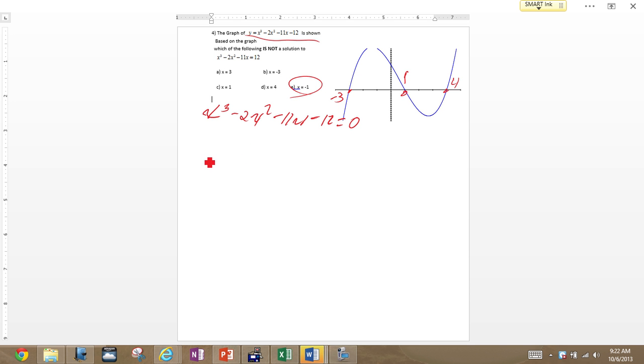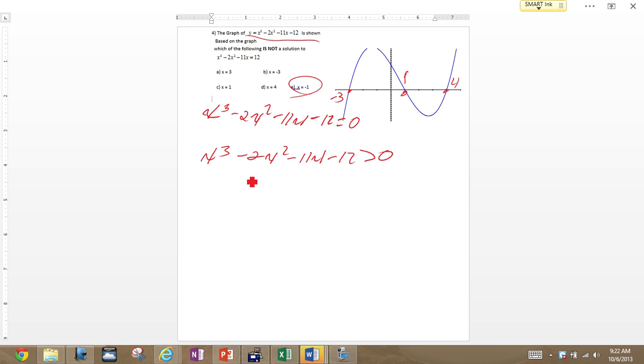Supposing I ask you, when is x cubed minus 2x squared minus 11x minus 12 greater than 0? And again, you'd have to say, well, I don't know because I don't have the graph, but you do have the graph. So if it's equal to 0 when it hits the x-axis, it makes sense that it is greater than 0 when it is above the x-axis, which clearly is between negative 3 and 1, and then from 4 on out to infinity.